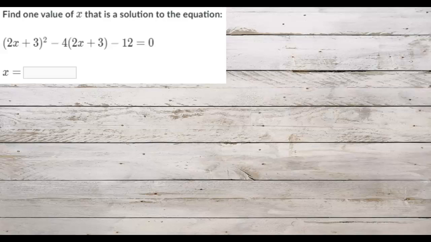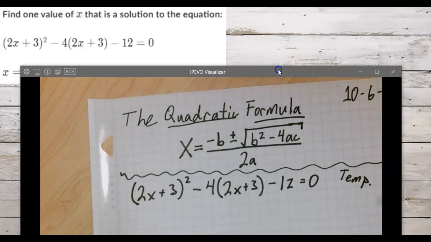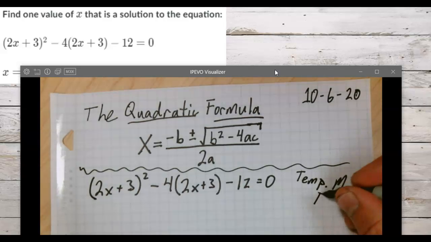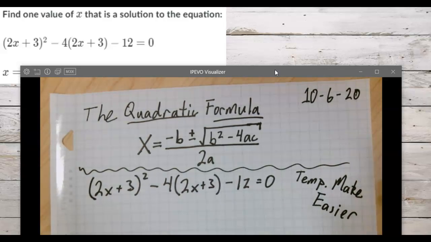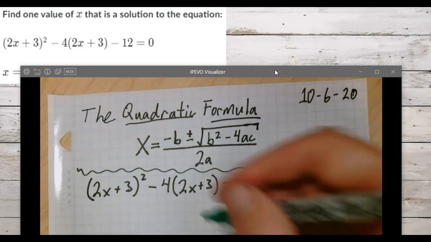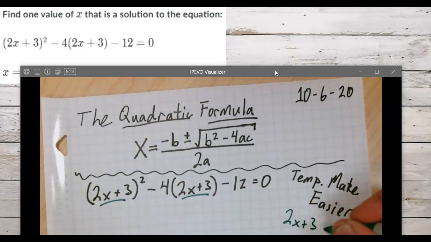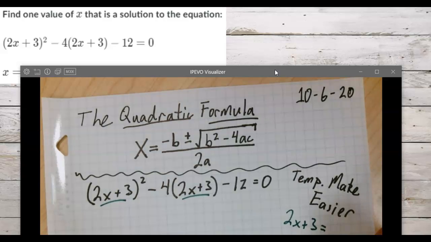Substituting in a variable to make it easier to do in the long run. Yeah, make it easier. So this whole idea is to temporarily make it easier, and we're going to do that by identifying something that we could replace. So we have 2x plus 3 throughout this thing many times. What did we use in Khan Academy to replace it with?